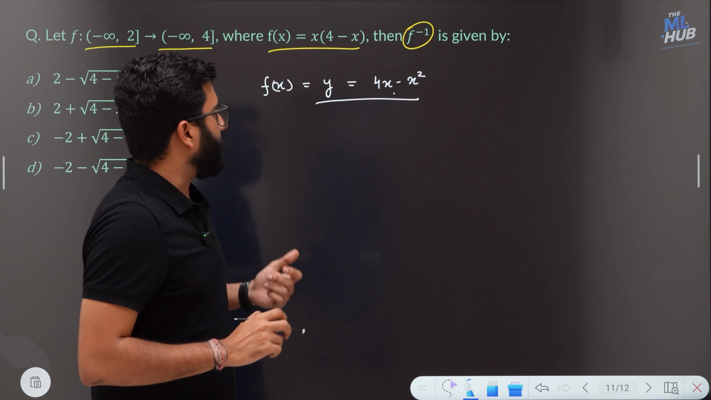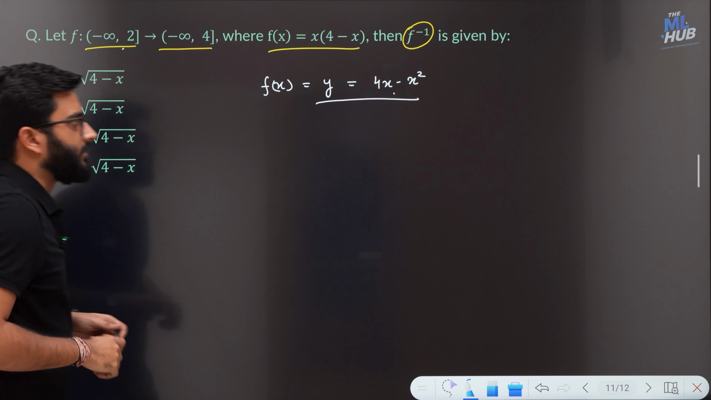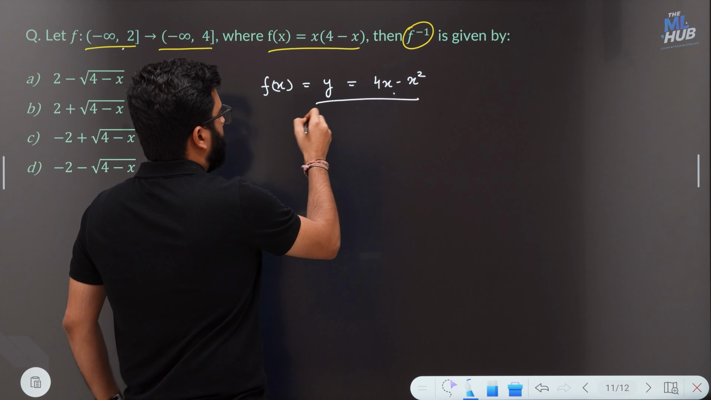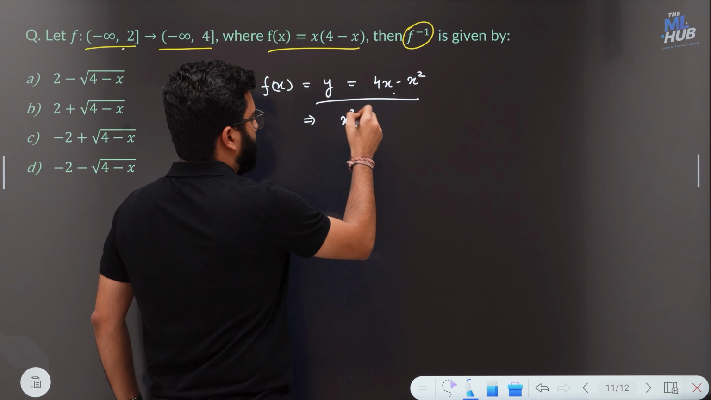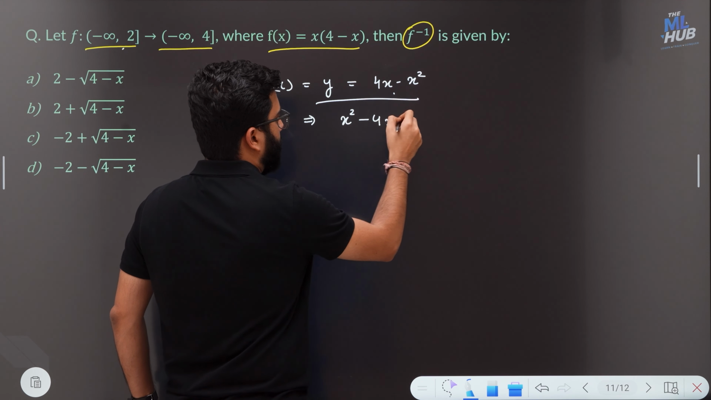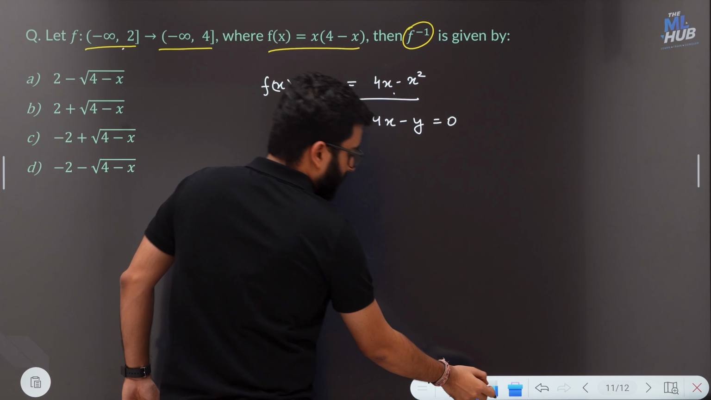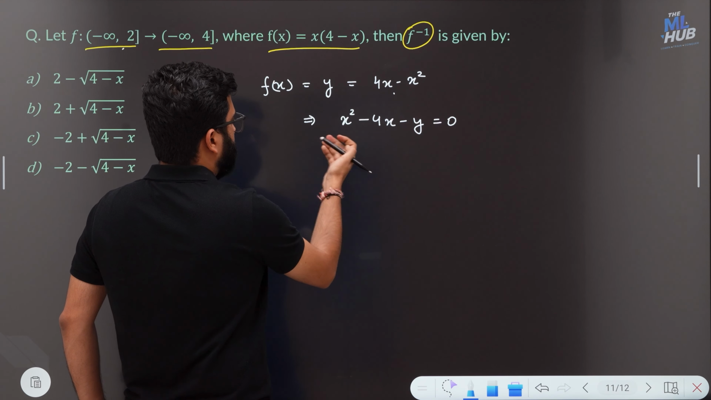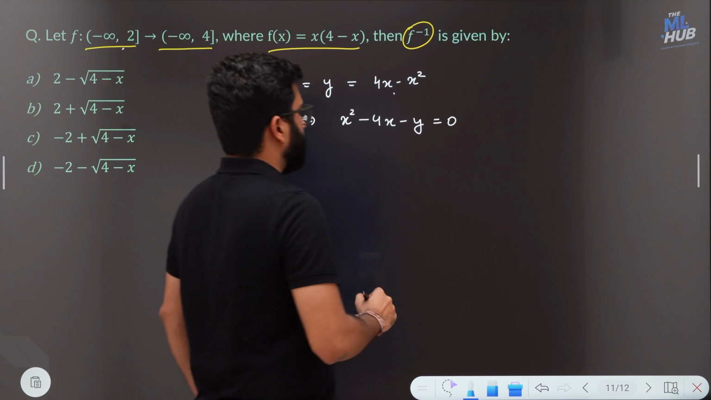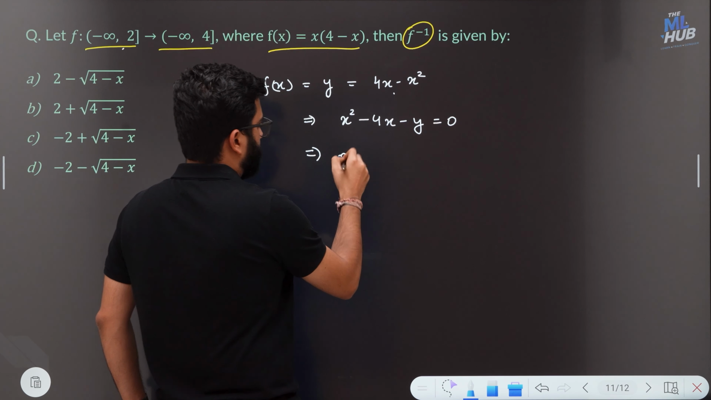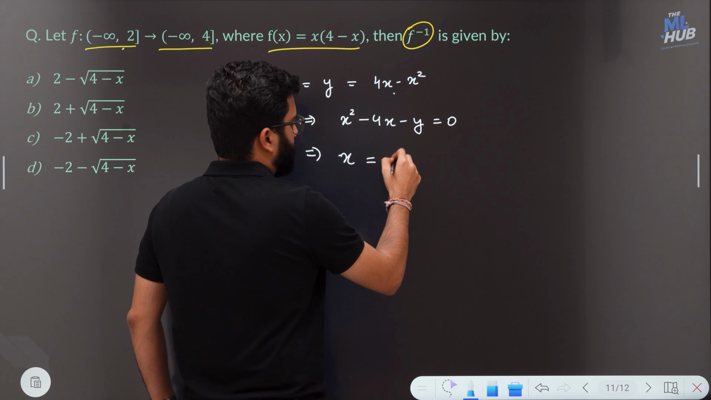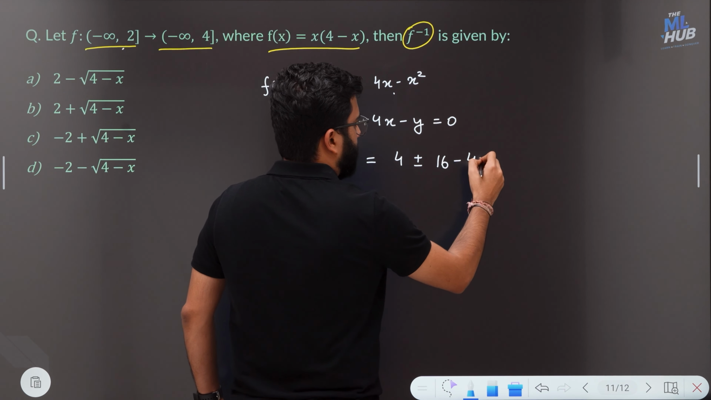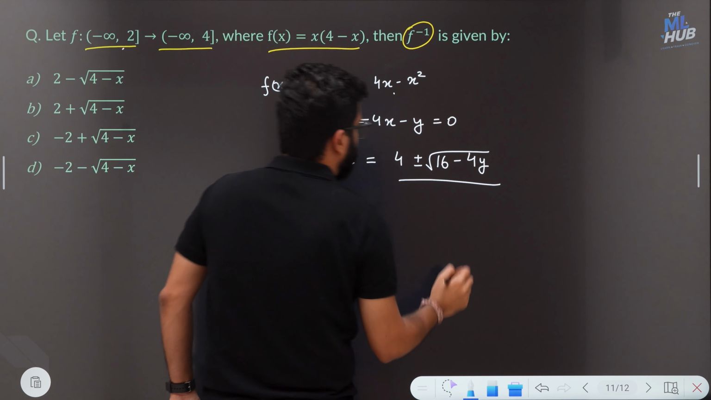And here it's a quadratic equation, but the domain and range is given in such a way that it becomes invertible. It becomes a one-to-one function. So therefore, we will simplify it for x to get an expression in terms of y. It's a quadratic equation. So the solution of a quadratic equation will be x is equal to minus b, which is minus times minus 4, plus minus square root of b square minus 4ac, divided by 2a.